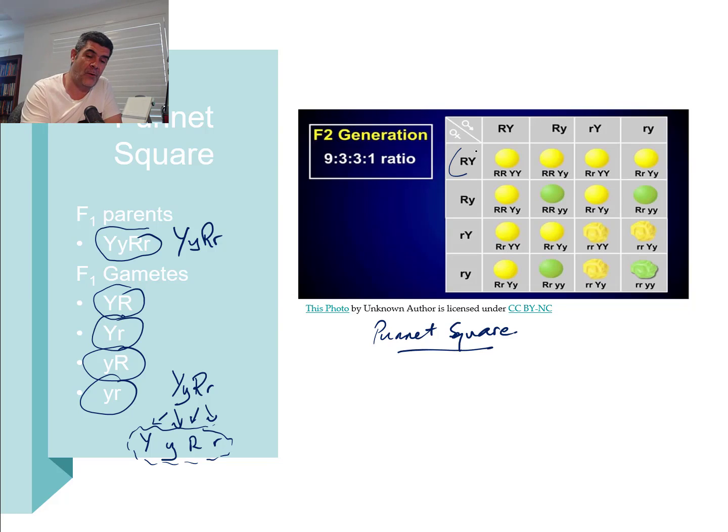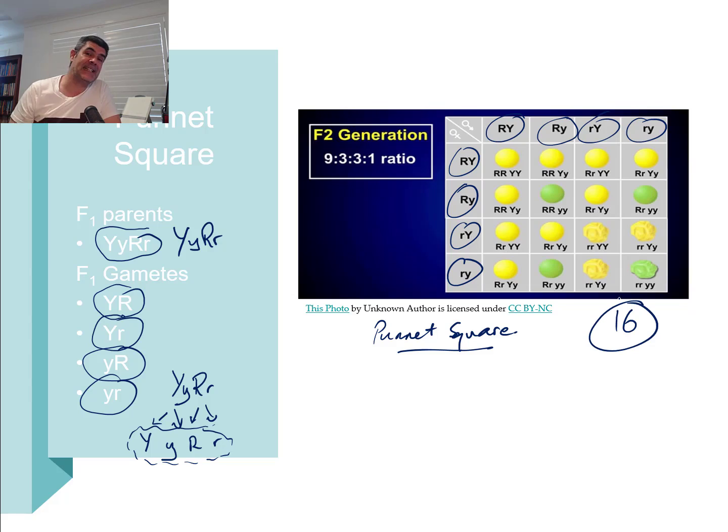Now we have 4 combinations for one parent and 4 combinations for another parent, which means we're actually going to have 16 different combinations that are possible. Remember, this is probability. This isn't guaranteed. This is just giving you a bit of an idea of ratios.